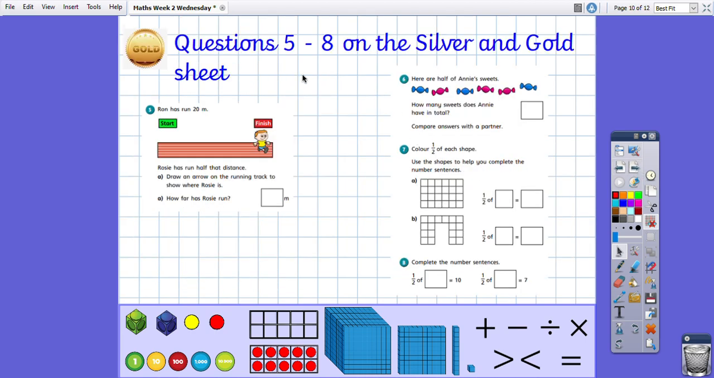And then gold, you are doing questions 5 to 8. You're talking about Rosie running. Annie's got some sweets. It's a bit like my cookies question, so go back to that slide if you need some help. Colouring some shapes, colouring half of some shapes and finishing the sentences. And then you've got some that are just number sentences, so have a go at those.